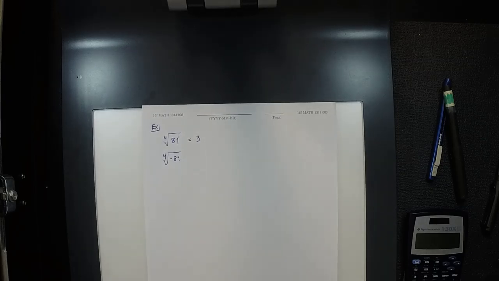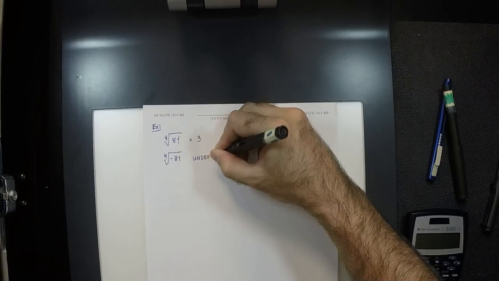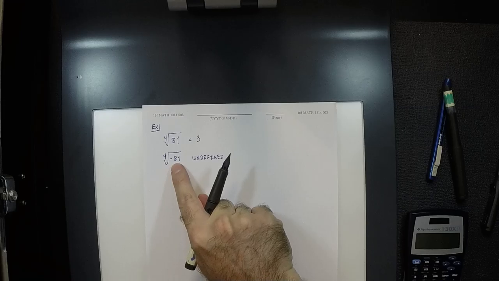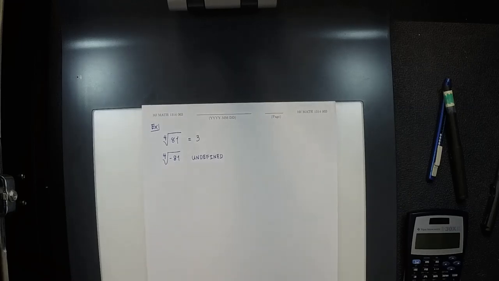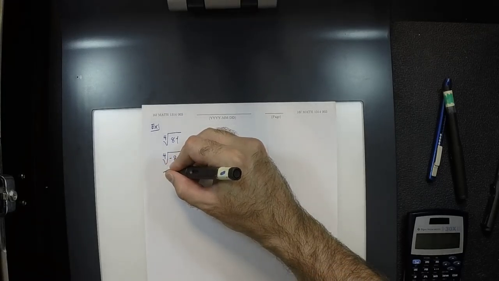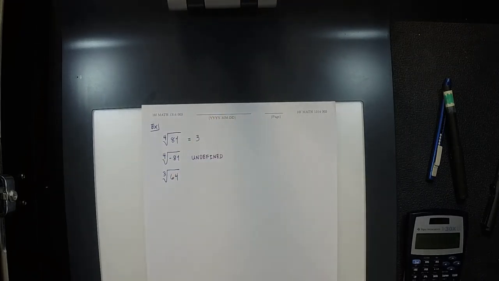Okay, how about the fourth root of negative 81. What's the correct response? Undefined. This is undefined. Why is this undefined? Because you can't have a negative argument being plugged into an even radical. Right? Even radicals require non-negative arguments. Okay, so this is undefined.